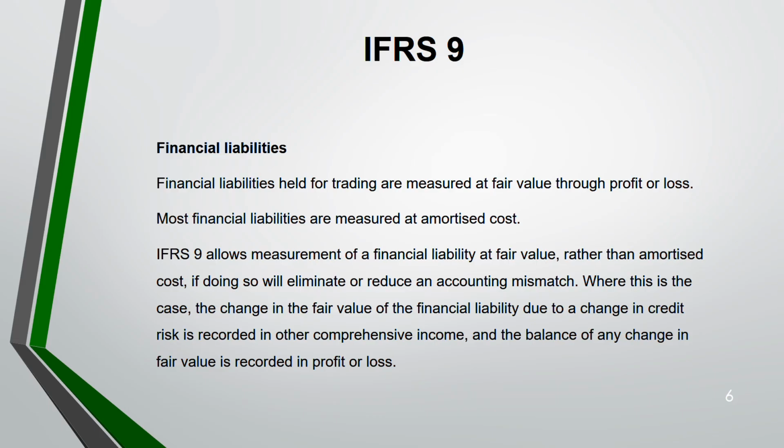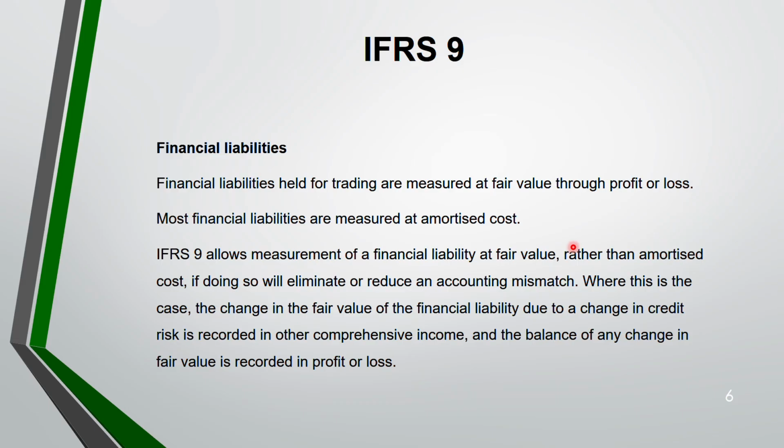For example, the change in the fair value of the financial liability due to a change in the credit risk will be recorded in other comprehensive income, correct? So because you are recording it in other comprehensive income, then the balance of any change in the fair value is recorded in profit and loss. So rather than going for amortized cost, you are recording it in profit and loss. You understand? Since you are recording the change in the fair value due to credit risk in other comprehensive income, any change in the balance of the fair value, that means not due to credit risk, you will record in profit and loss rather than at amortized cost.